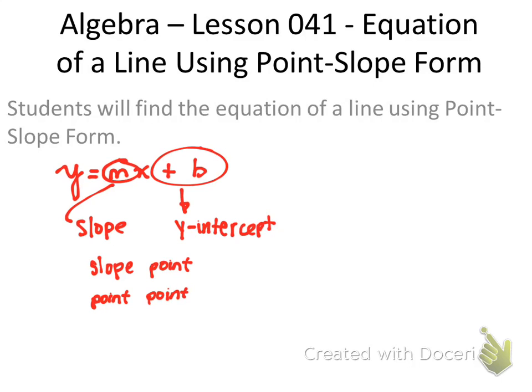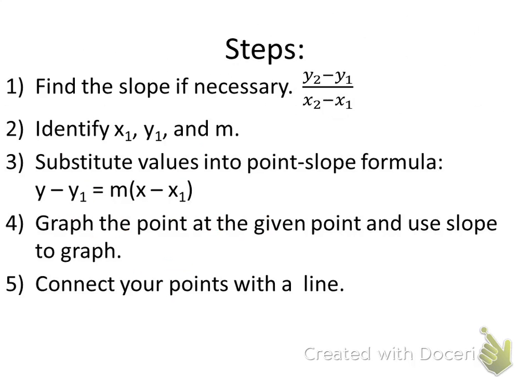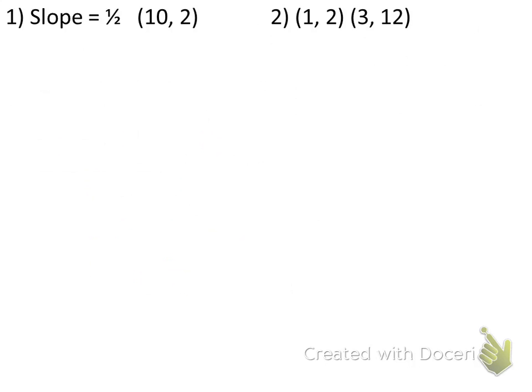Alright, so here are the steps. Hopefully you wrote them down. If you haven't, just pause it and write them. Alright, here we go. Number 1 and 2, just watch me. Pencils down. In this example, they gave us a slope of 1/2, and a point of (10, 2). So step 1 is already done.